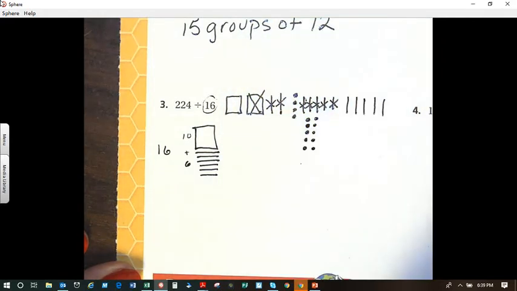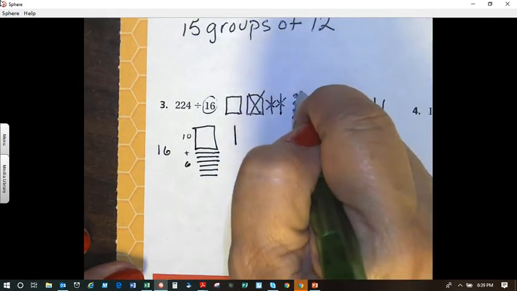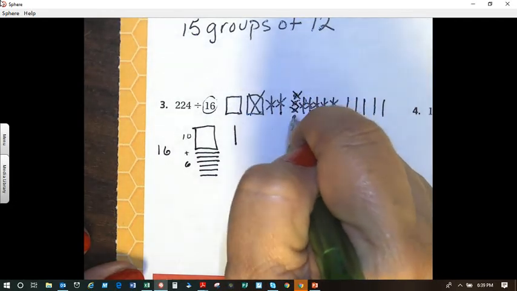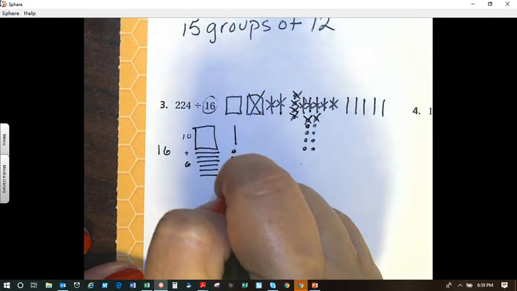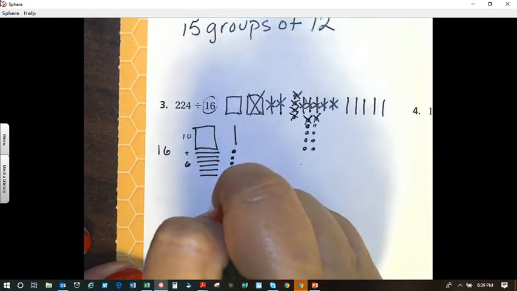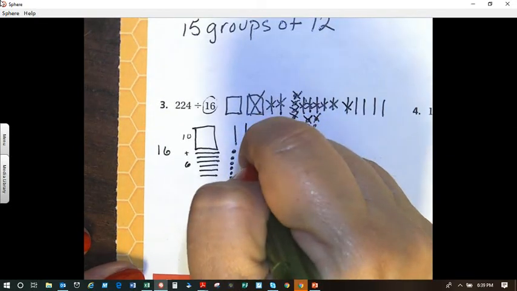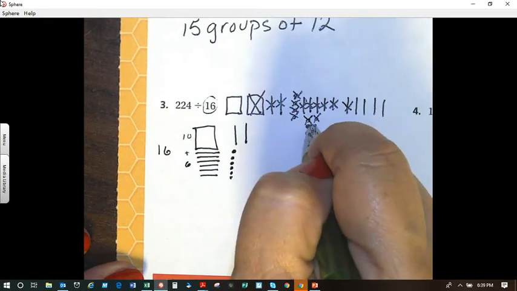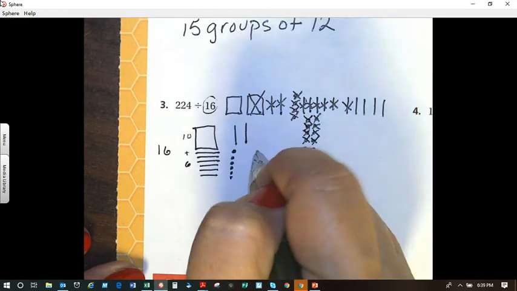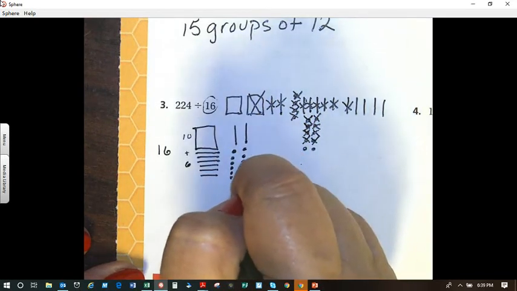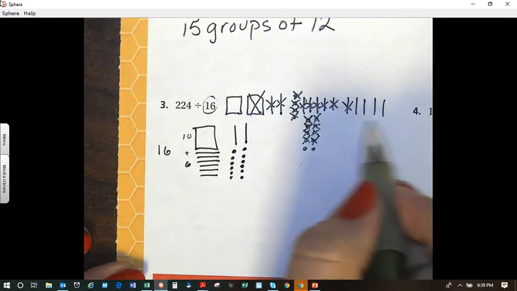So I'm going to take this first one here, and I'm going to bring it down, and I need to take out 6. So this is 1, 2, 3, 4, 5, 6. Okay, I'm going to take another group, bring that 10 over here, and I'm going to take out another 6. Look, I have 2 left over, but I still have some group of 10s. So I can keep going.